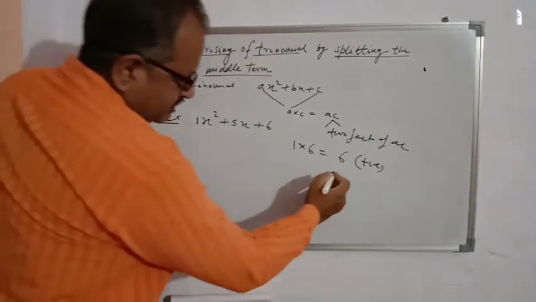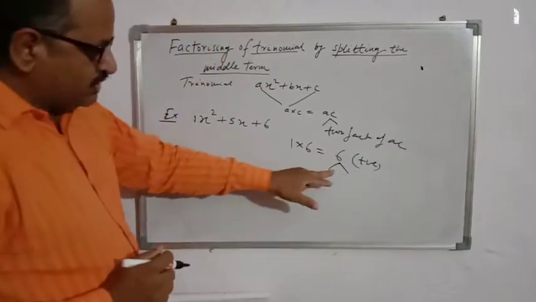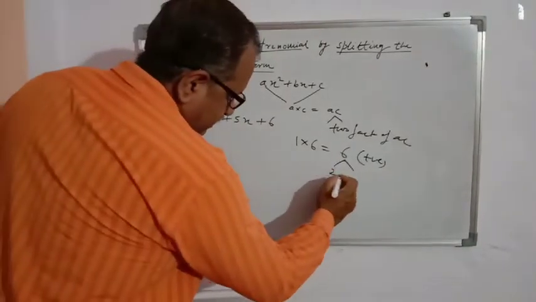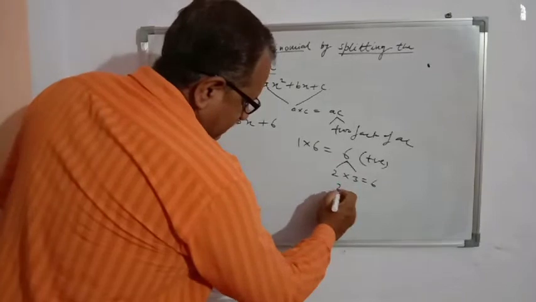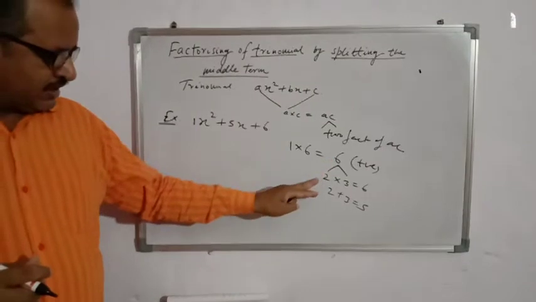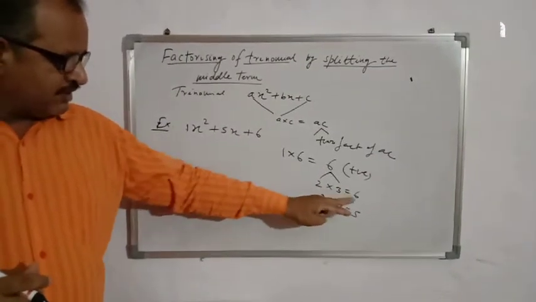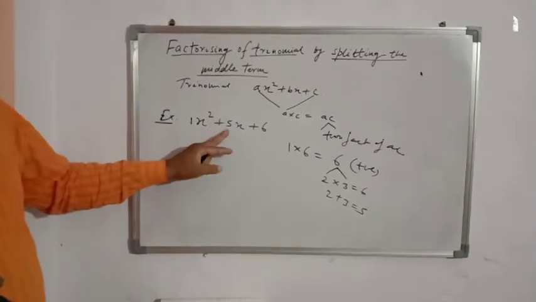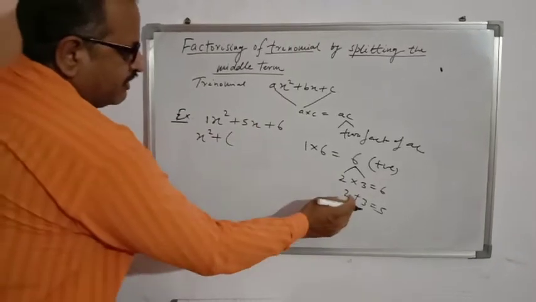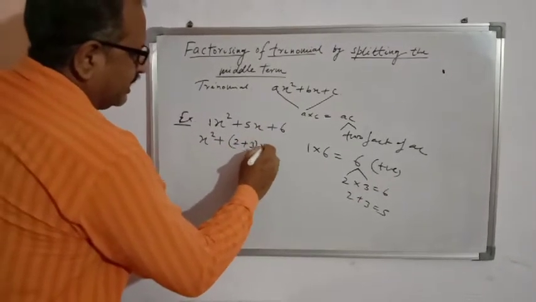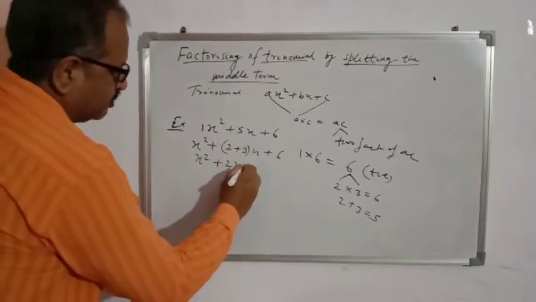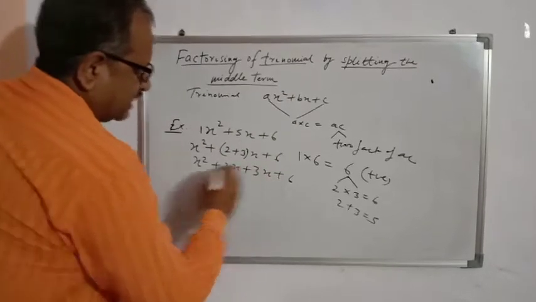It means we have to select two factors of 6 whose sum will give the middle term 5, that is the coefficient of x. So we know that 2 into 3 is 6 and 2 plus 3 gives 5. So we take the two factors of 6, 2 and 3. Its product will be 6 but their sum will be the middle term 5. So we will write here x square plus, in place of 5 we will write 2 plus 3, into x, plus 6. Now open the bracket: 2x plus 3x plus 6.